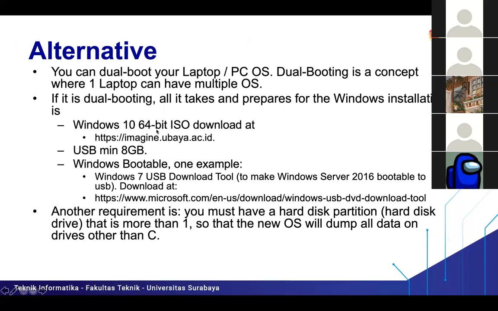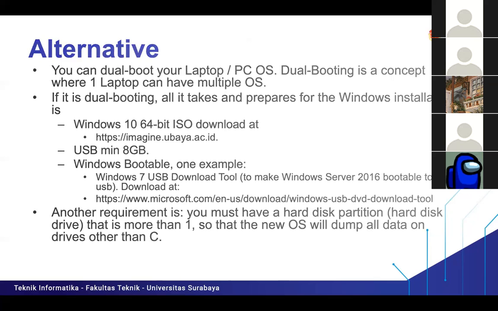You also need to download the Windows 64-bit ISO, and you need a USB drive, minimum 8 gigabytes, and you also need to make it Windows bootable. One example is the Windows 7 USB download tool. Actually, we will not use this alternative. It's very risky, I think. I don't want your computer to crash, so it will disturb your course. So I think we will use the first alternative.